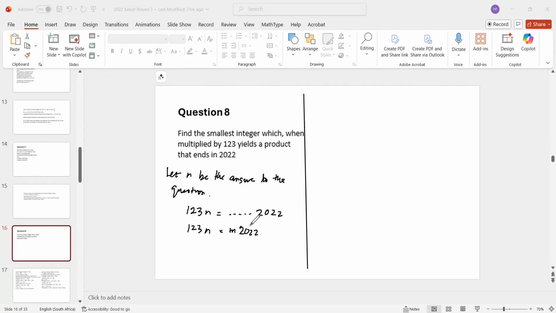Okay, so you can start with this. Now it means that n must be a 4-digit number. 123 goes into this exactly. Or n must be a 3-digit number. 123 goes into this part here. You put it underneath here. It goes exactly. So in this case, let n be a 3-digit number.